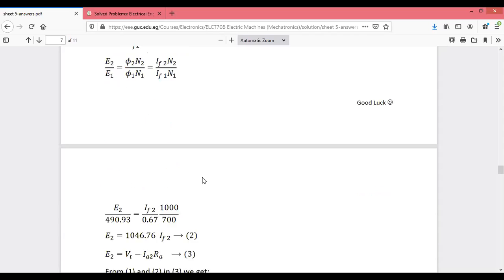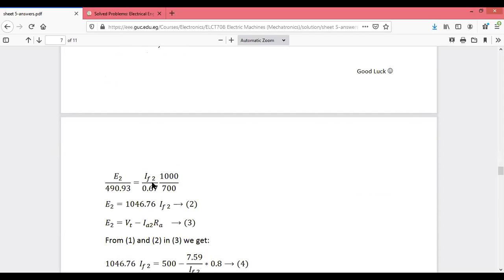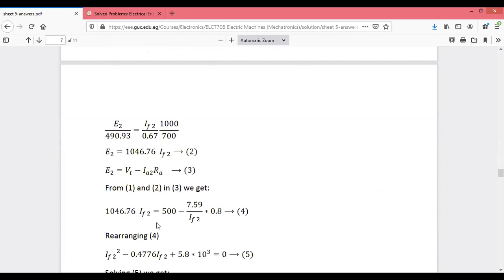If we put these values, we are not aware of If2 or that EMF, but we have the equation for the back EMF in the second case, higher speed: V2 minus Ia2 R2. So we have these equations. If you solve this, you will get E2's value in the form of IF2. You can write that as equation 3. Here you will get equations in the form of IF2, so you will get the value for IF2.